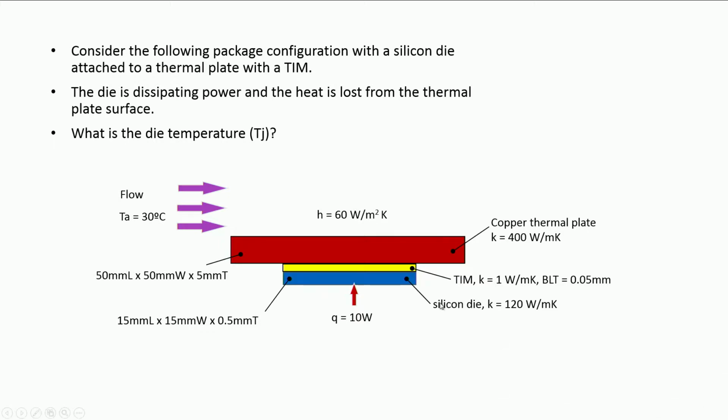What I am showing is I have a silicon die, thermal conductivity is given 120 watts per meter Kelvin. The dimensions are given, it is 500 microns or 0.5 mm thickness, 15 mm by 15 mm cross section, and then I have a copper plate on top, thermal conductivity 400, dimensions again 5 mm thick and 50 millimeters by 50 millimeters.